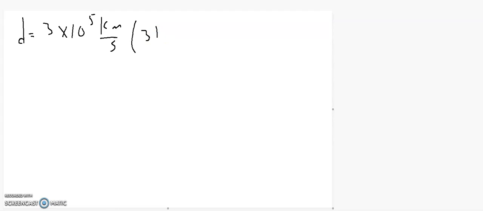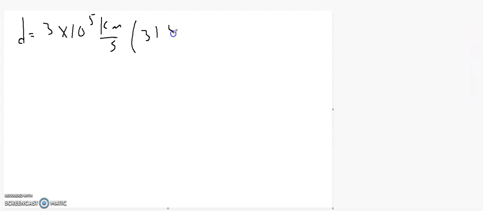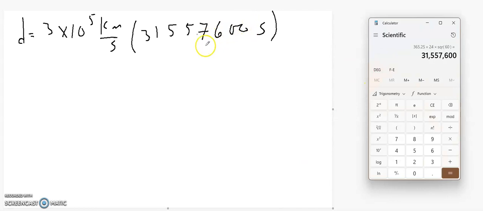It makes it go away when I use my stylus. Oh, shoot. Here, let me pause it. All right, so I've put this, I had to pause it for a second. Anyhow, so I put this number right here. So it's 31,557,600 seconds in 1 year.